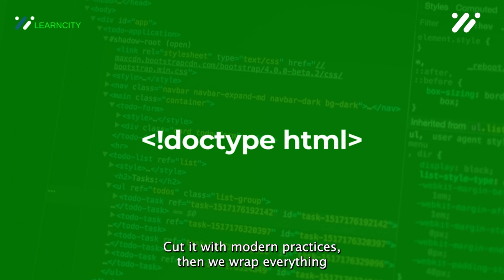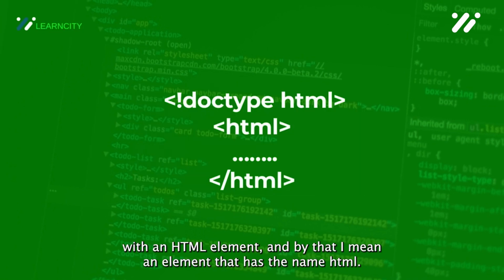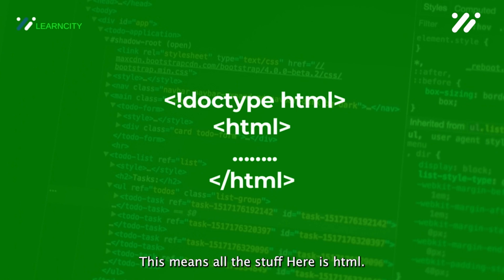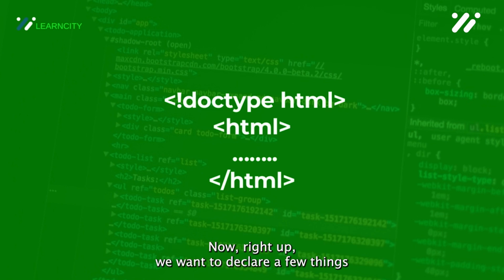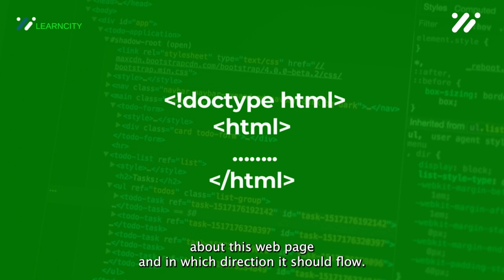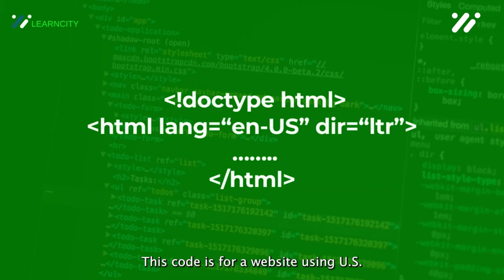Then we wrap everything with an HTML element. And by that, I mean an element that has the name HTML. This means all the stuff here is HTML. Then put the opening HTML tag at the top and a closing tag all the way at the bottom. Now, right up top, we want to declare a few things about this web page and in which direction it should flow. This code is for a website using US-based English that runs left to right.